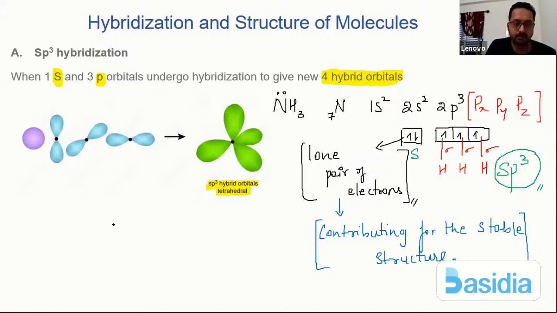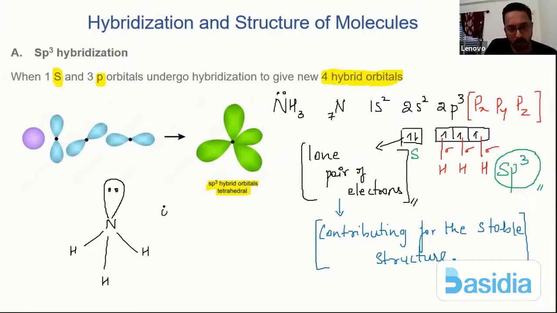What exactly has to be the geometry? So nitrogen sits in the center. Then you have a lone pair of electrons over here. So let me draw the lobe over here. So this is your lone pair of electrons. Then we have a hydrogen over here, a hydrogen over here, and a hydrogen over here.